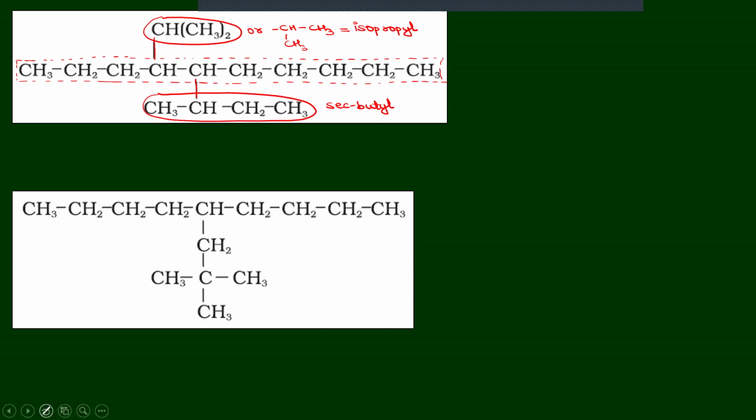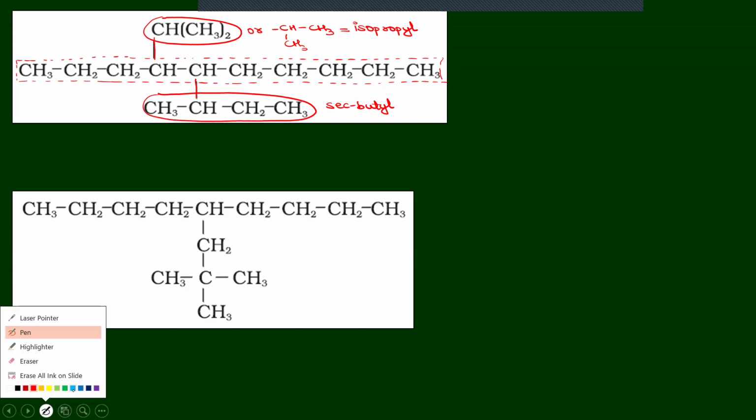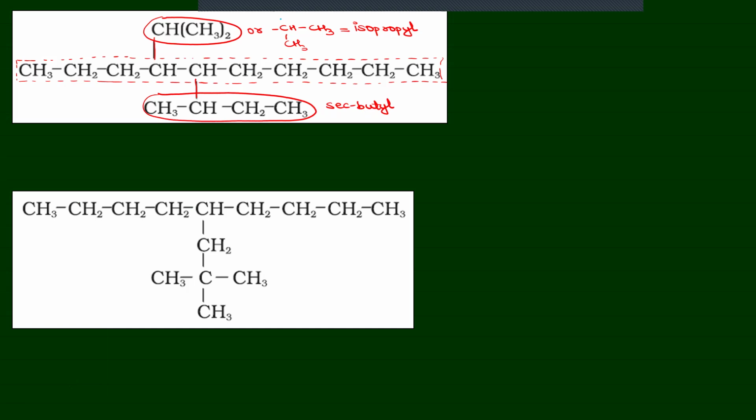And I can also name this alkyl radical in the IUPAC. For that, I have to number from the radical. Number from the radical. So I've done the numbering. Can you complete the IUPAC name of isopropyl? Yes? 5 sec butyl 4 isopropyl.